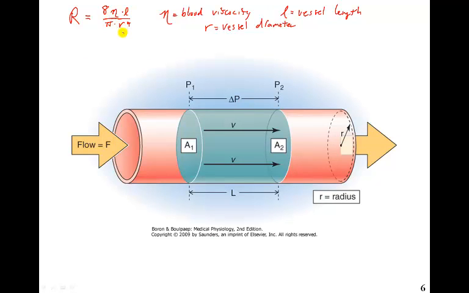But then the big factor is the radius of the vessel. Sorry, this should be an error. So vessel diameter should be vessel radius. Apologies.